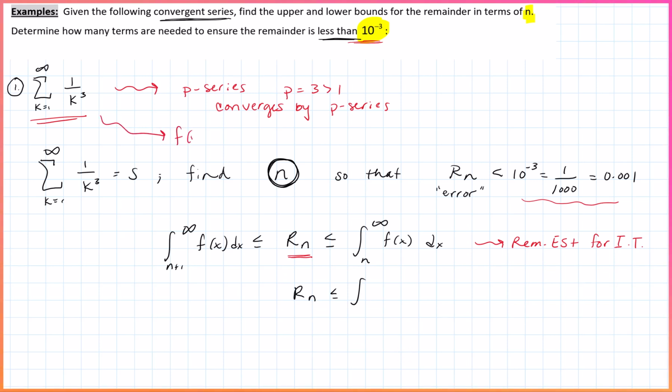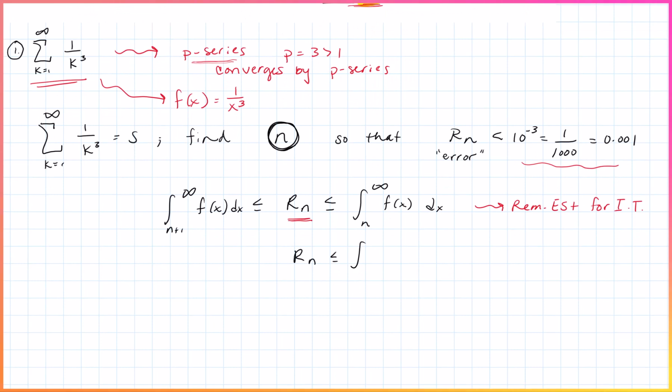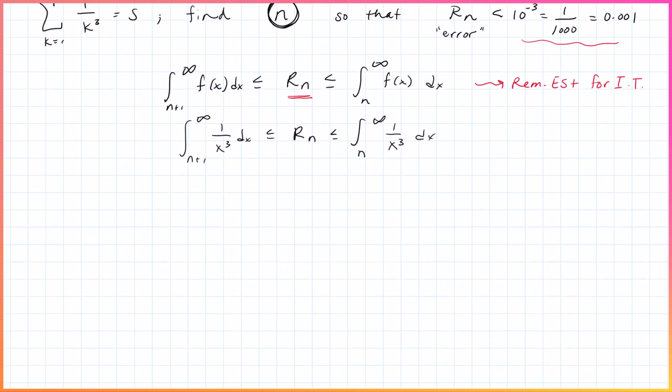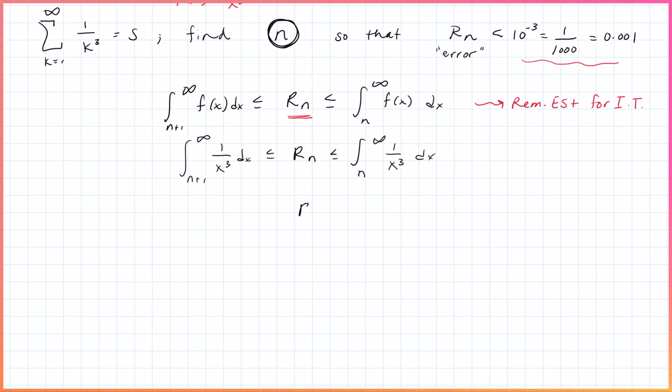The function that we're looking at here is 1 over x to the third. We already know it's a P series, so it meets the conditions, but that is a positive decreasing continuous function. So that did meet the conditions of the integral test. So we want to find the remainder estimates for the integral from n to infinity of 1 over x cubed dx and from n plus 1 to infinity of 1 over x cubed dx. Now, each of these integrals is an improper integral. The work for each one of them is going to be very similar.